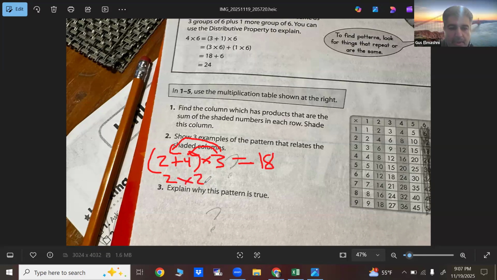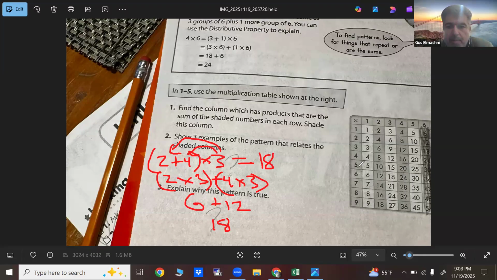So you have 2 times 3 plus 4 times 3, which of course, 2 times 3 is 6. 6 plus 12. And that adds up to 18. So that's one example of how you can show that pattern.